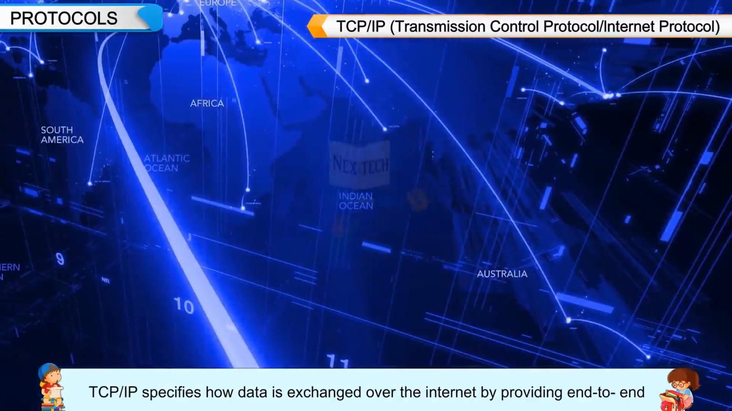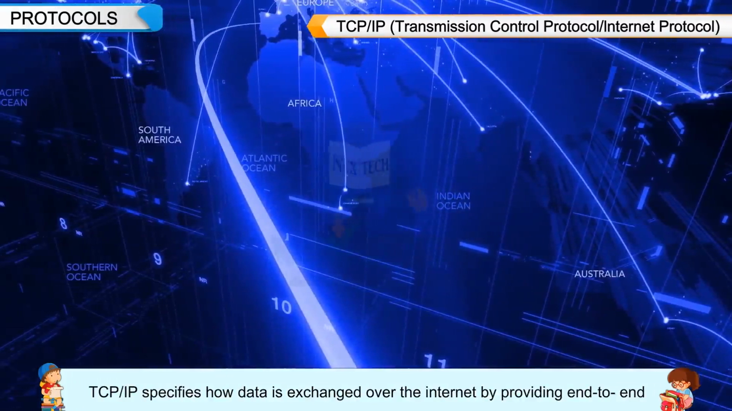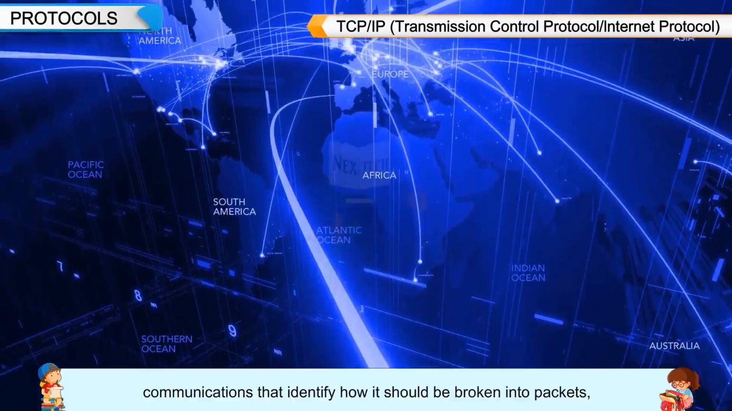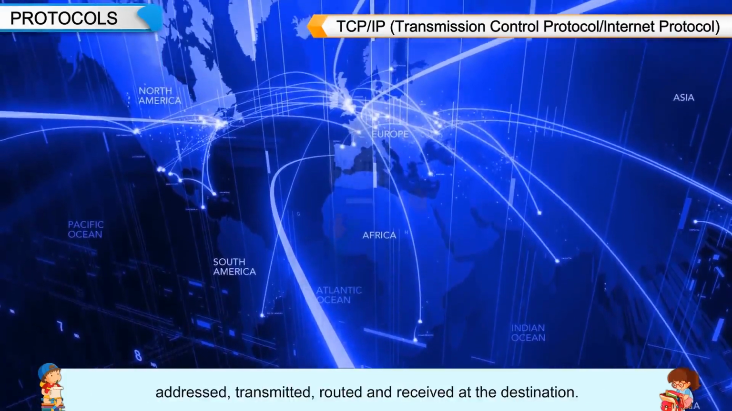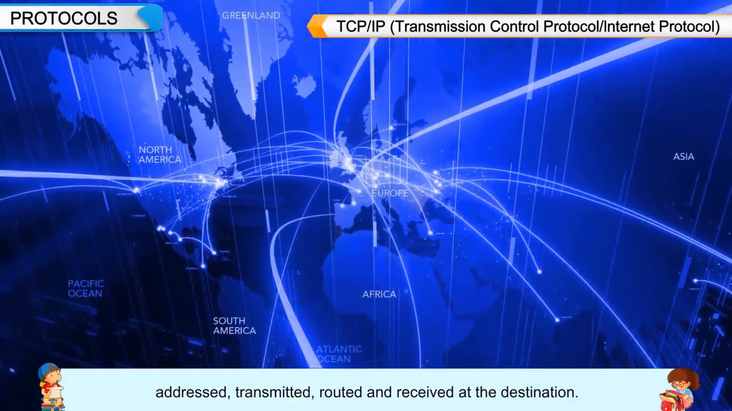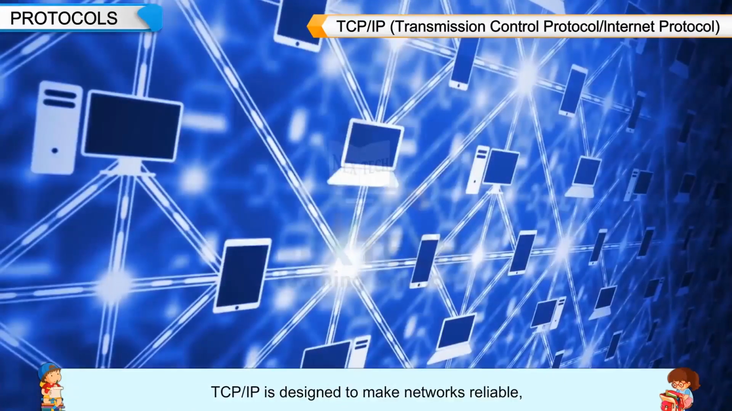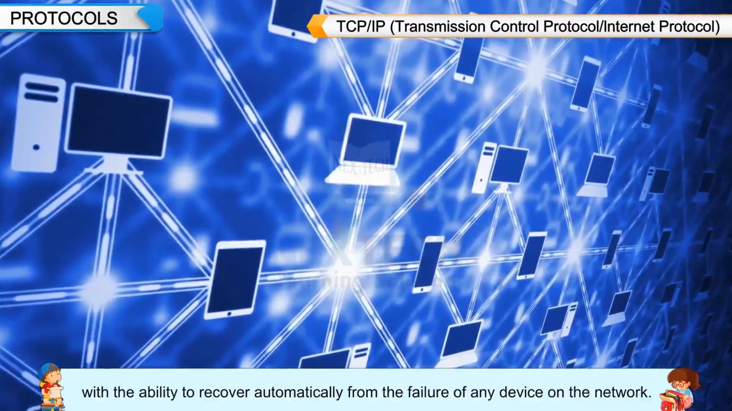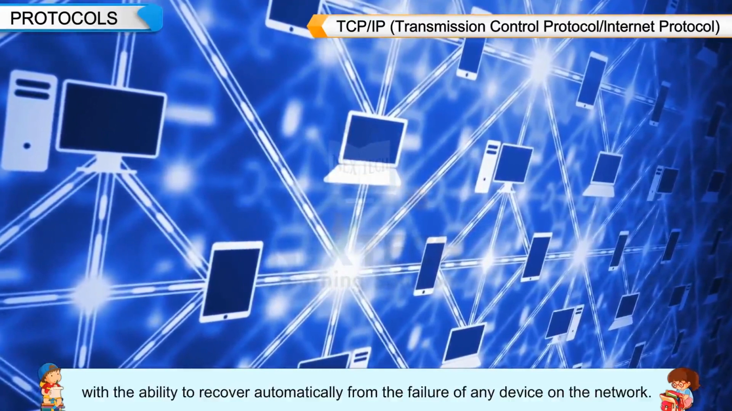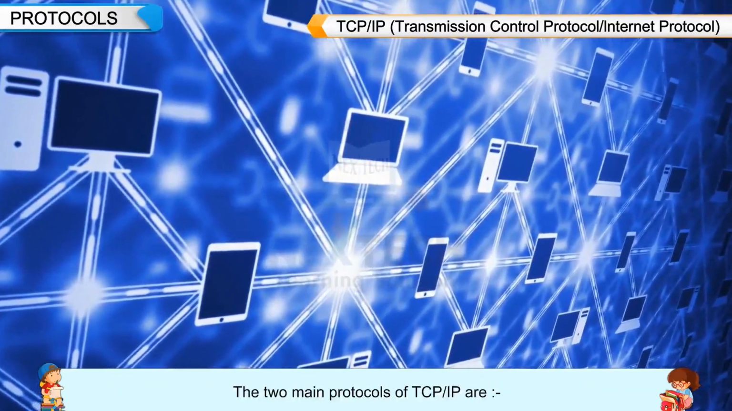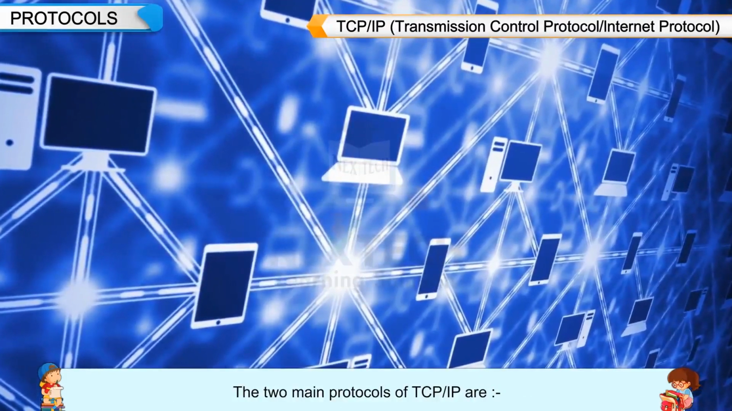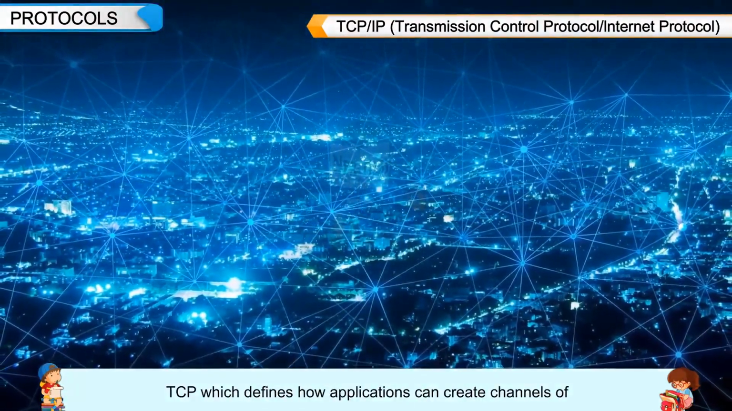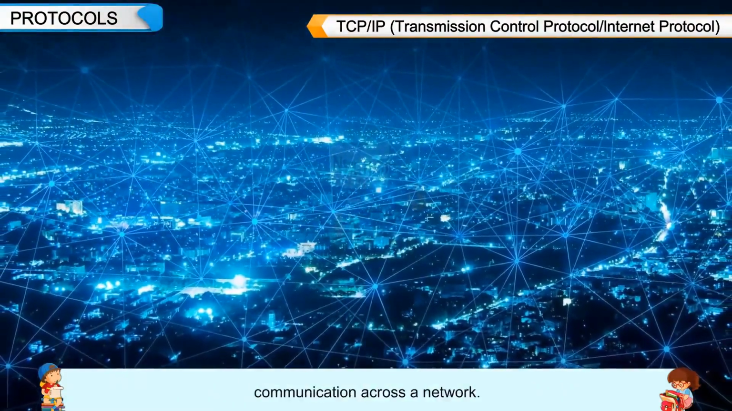TCP/IP specifies how data is exchanged over the Internet by providing end-to-end communications that identify how it should be broken into packets, addressed, transmitted, routed, and received at the destination. TCP/IP is designed to make networks reliable with the ability to recover automatically from the failure of any device on the network. The two main protocols of TCP/IP are TCP, which defines how applications can create channels of communication across a network.